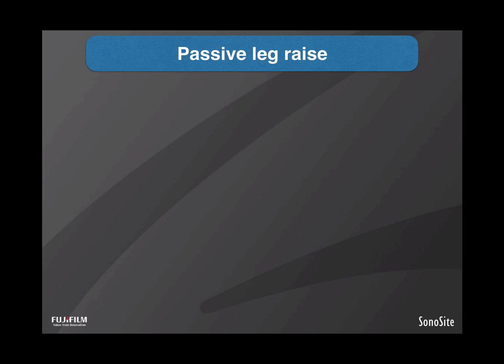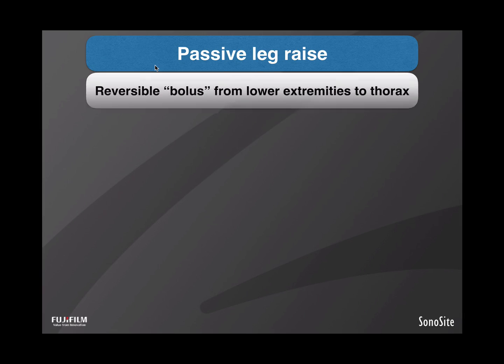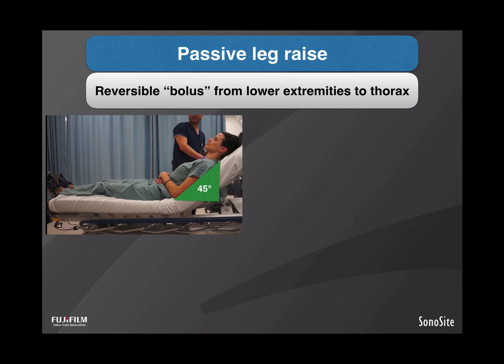Speaking of which, I've heard about the passive leg raise. How do you do it? Great question, Kit. So the passive leg raise first is an autobolus. It delivers about 300 to 500 milliliters of blood from the lower extremities to the thorax, and it is completely reversible. So you start the patient out recumbent about 45 degrees.